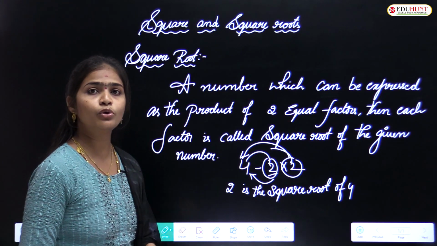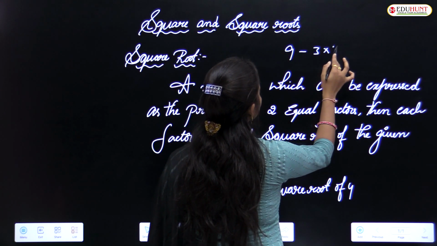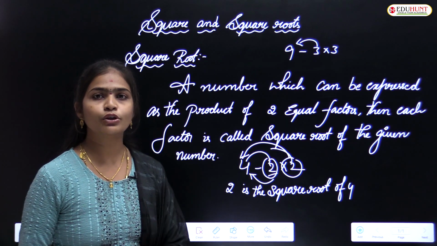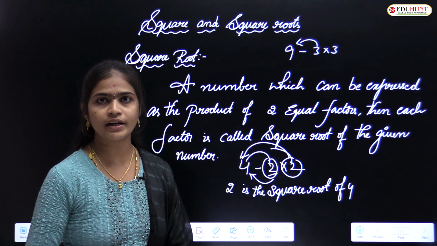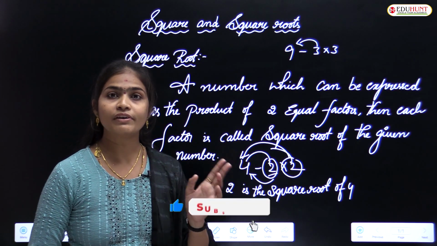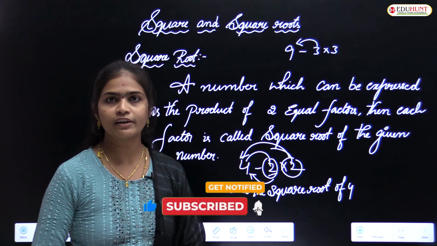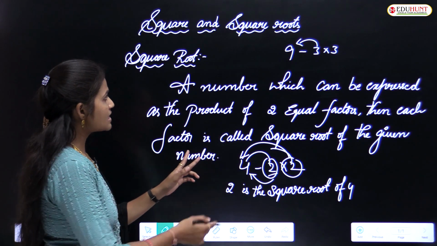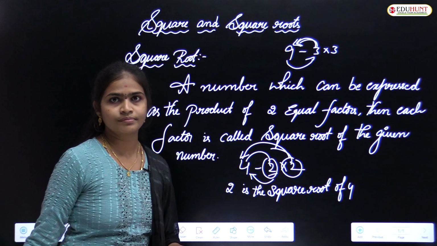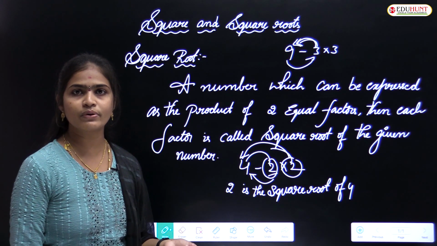Now what is the square root of 9? Yes, 9 we can write as 3 into 3. So 3 is the square root of 9. For 25, it is 5 into 5, so 5 is the square root of 25. Sorry, 25 is the square of 5, and 5 is the square root of 25. So vice versa, 3 is the square root of 9, and 9 is the square of 3. Did you understand what the square root is?